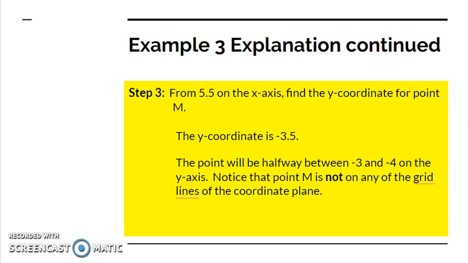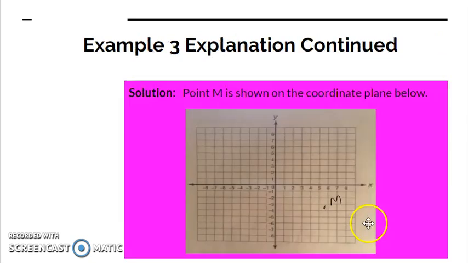Notice that point M is not on any of the grid lines on the coordinate plane. Because we have those half numbers, it's going to be in between. As you can see, we're right here in between. We're between 5 and 6 on the x-axis. We're going to go down in between a negative 3 and a negative 4, and we're going to mark that and label it as M. So it should be in between. You're not on any of the grid lines in this particular problem.